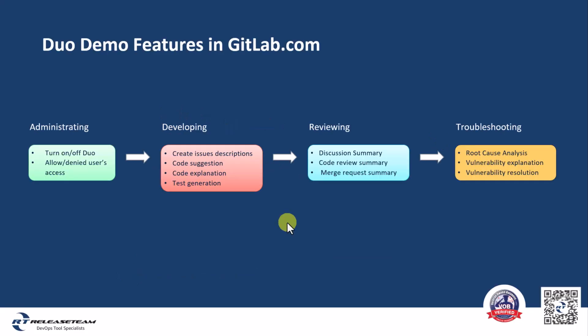Okay, fellows, in the previous session, we went over the administration and the development. We demonstrated how to turn on and off the Duo features in your environment. We also demonstrated how to allow and deny user access to the AI features. We went over some development features like create issue description, code suggestion, and explanation. And today we are going to continue in the development stage with the test generation and demonstrate the reviewing stage feature as well. Let's jump on our IDE and start with the test generation.